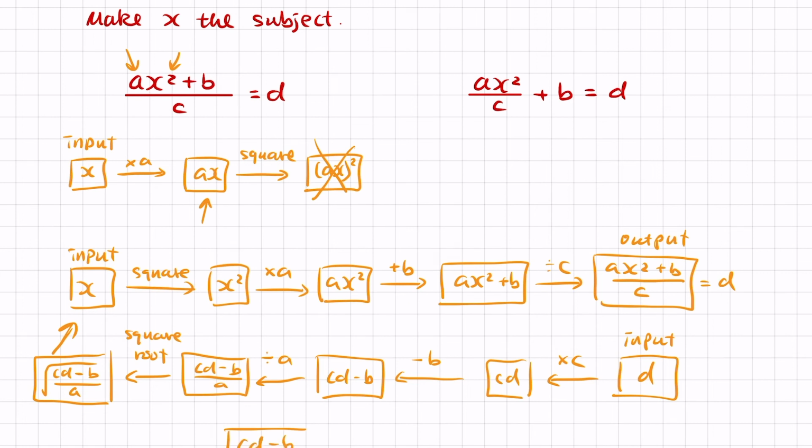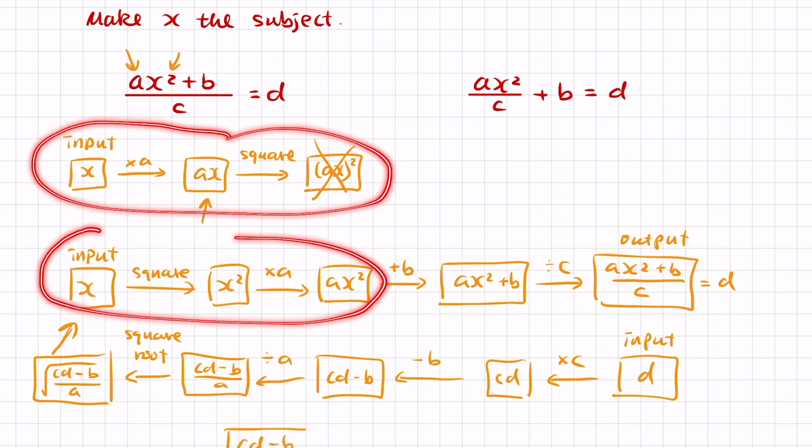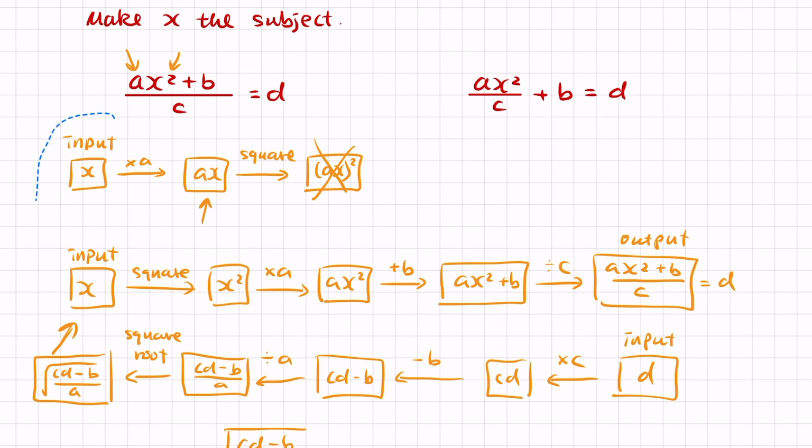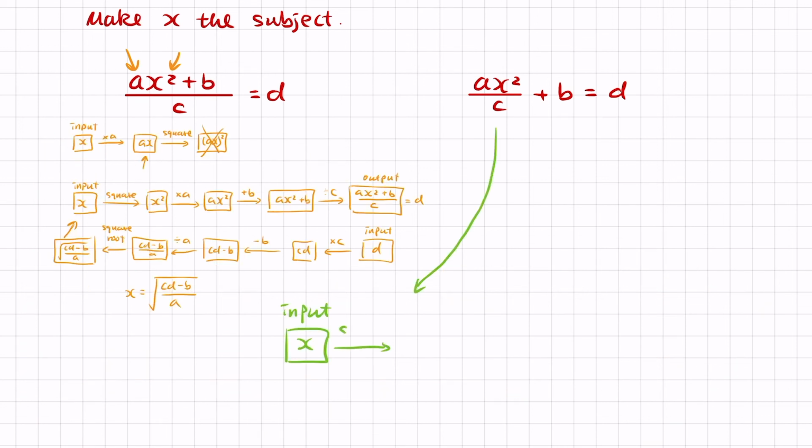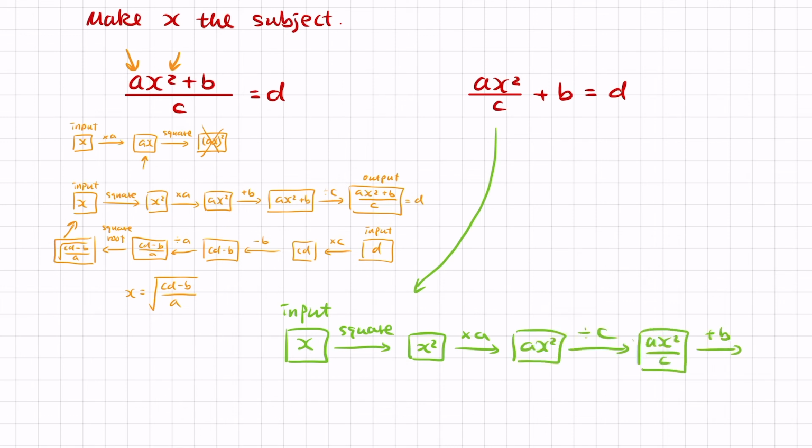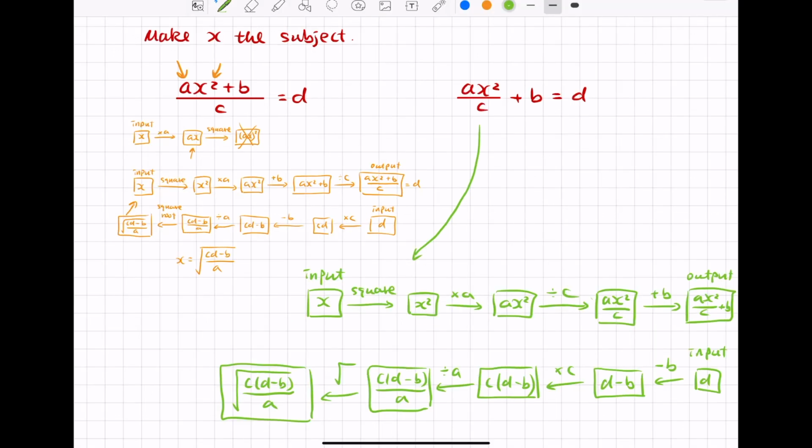So it's important for us to try them out and see which one is correct. Let's look at the second one together. You know that X is squared first and then multiplied by A. After that, it's being divided by C and then added by B, and that is our output. To go backwards, that is our answer.